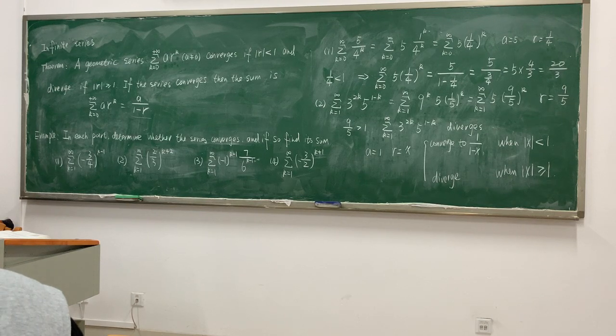You just need to see what R is, what A is. The first one, just let A equal to 1. And you just need to find the ratio. The ratio is minus 3 by 4, yeah? So the ratio is minus 3 by 4.